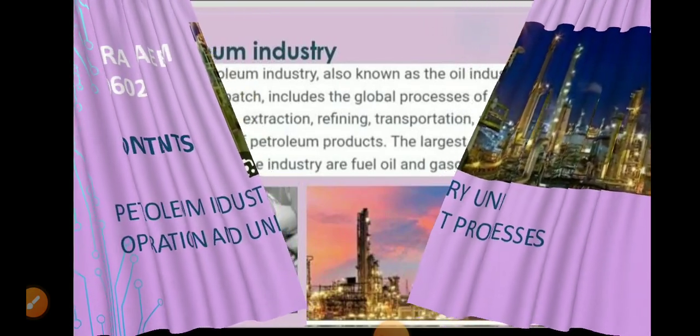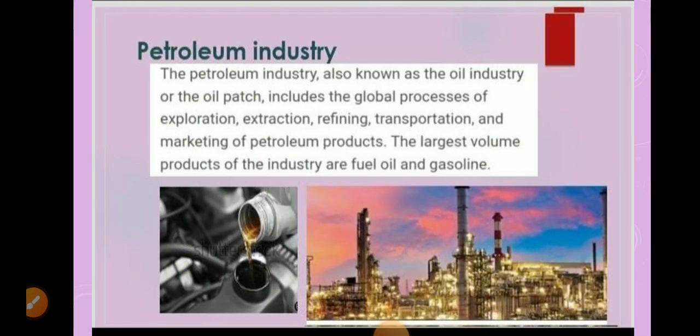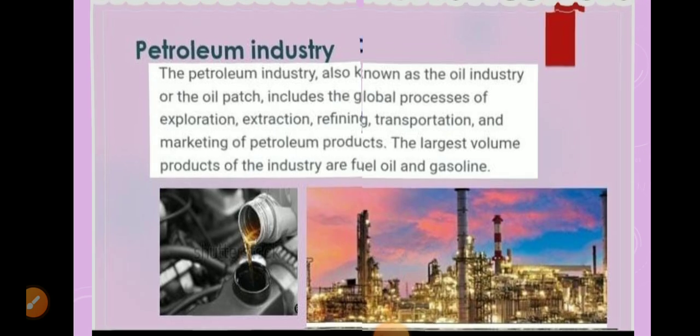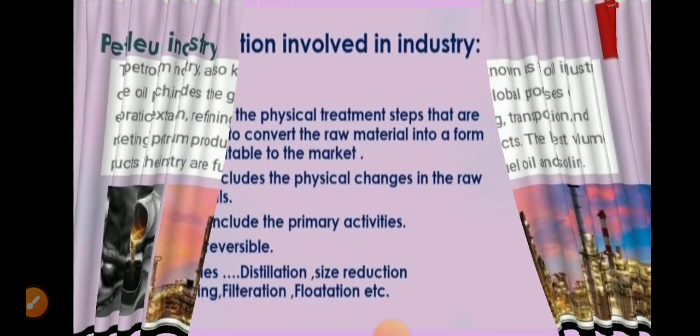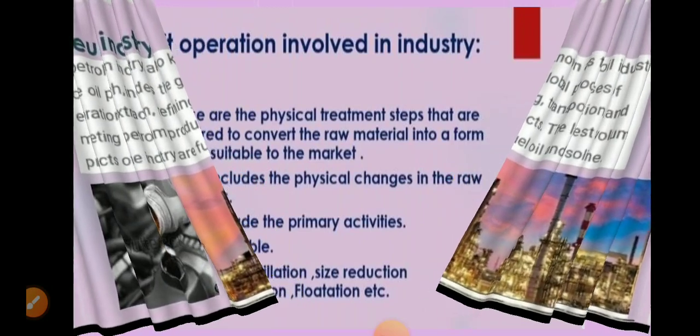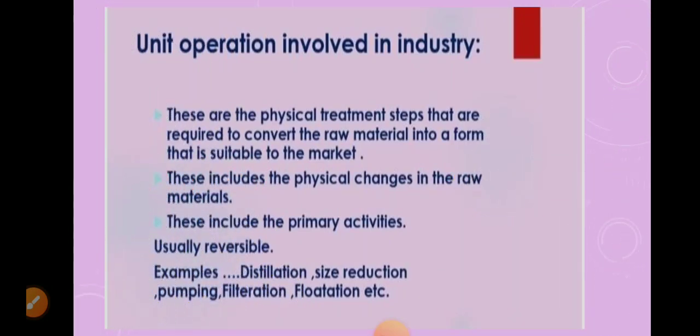The petroleum industry, also known as the oil industry or oil patch, includes the global processes of exploration, extraction, refining, transportation, and marketing of petroleum products. The largest volume products of the industry are fuel oil and gasoline. The industry can never be run without the use of unit operations and unit processes. So first of all, we should have a brief introduction to unit operation and unit process.